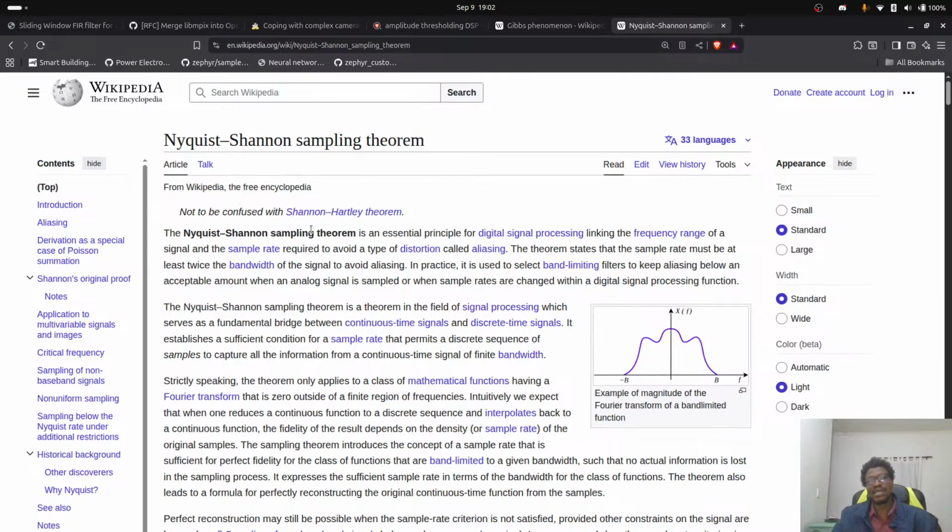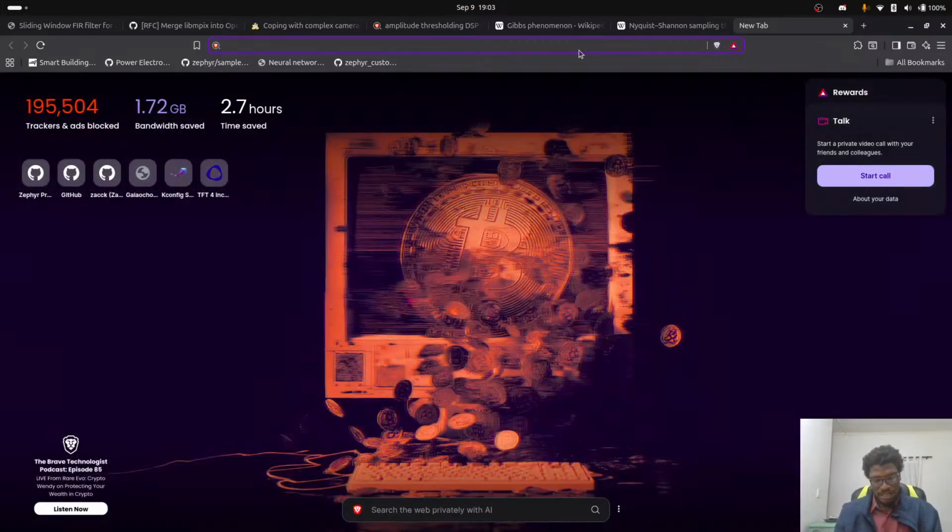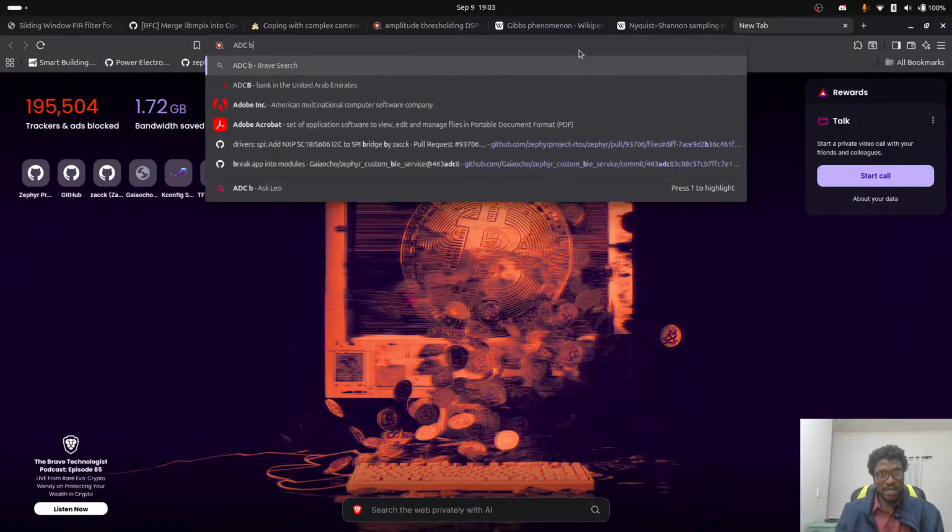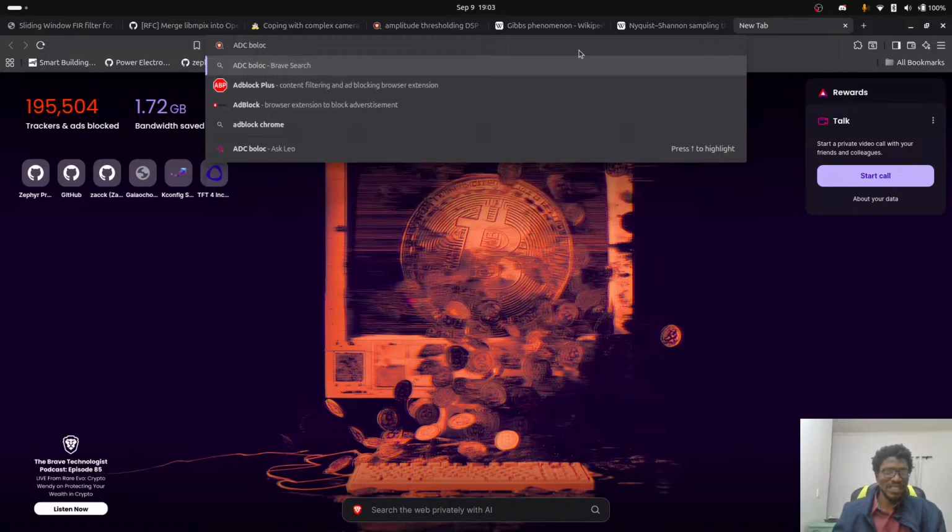So the Nyquist-Shannon sampling theorem is an essential principle for digital signal processing, linking the frequency range of a signal and the sample rate required to avoid a distortion called aliasing. Again, you will see some words here you've already encountered, if you've ever heard of an anti-aliasing filter, or if you've ever looked at a design or a block diagram for an analog to digital converter, an ADC block diagram.